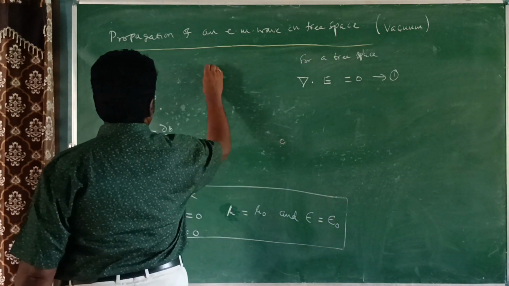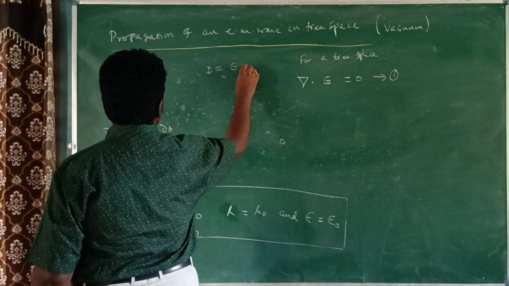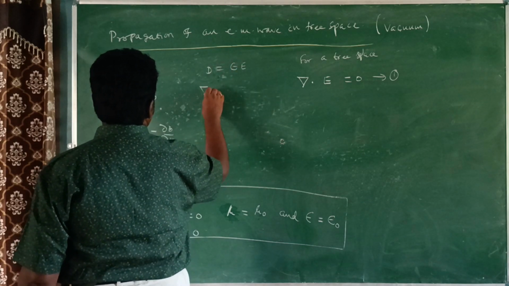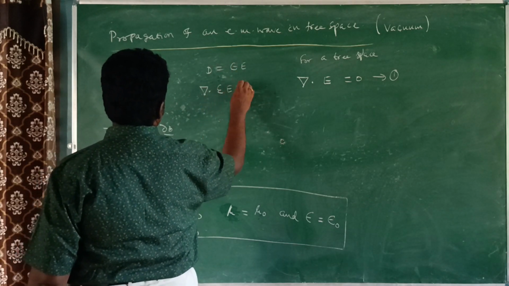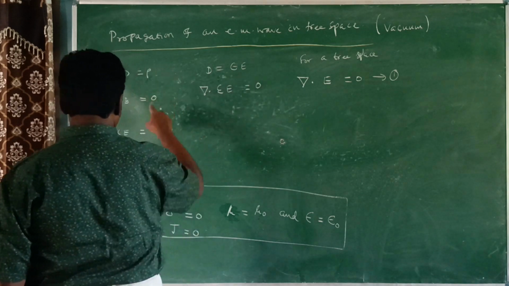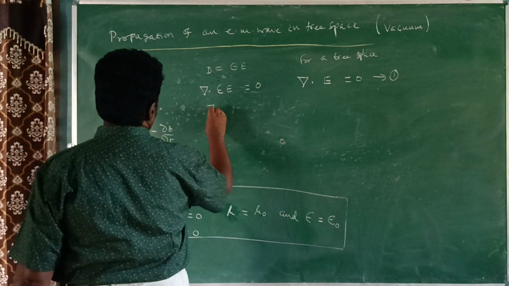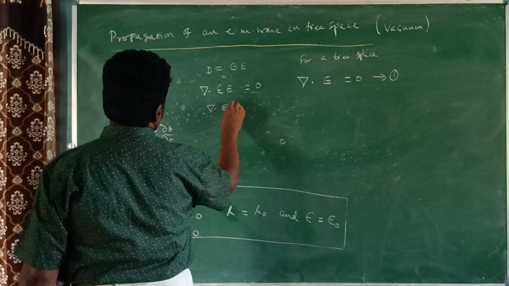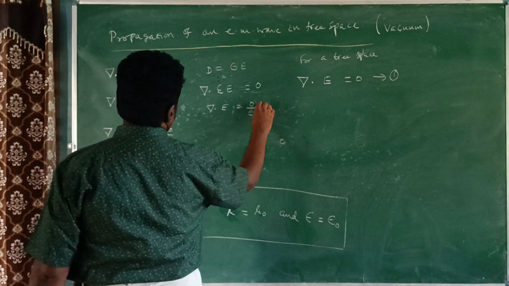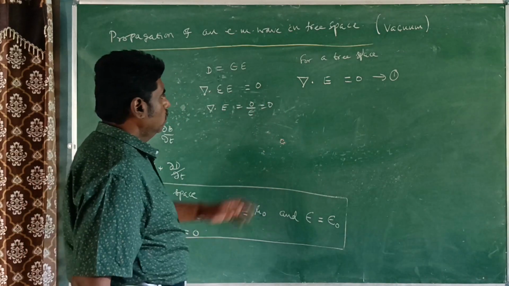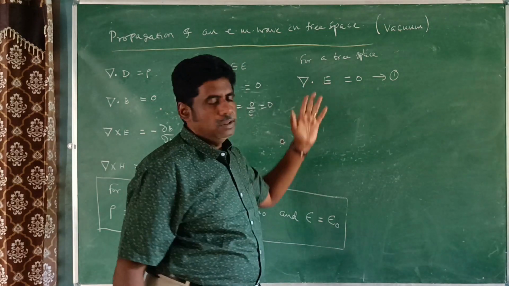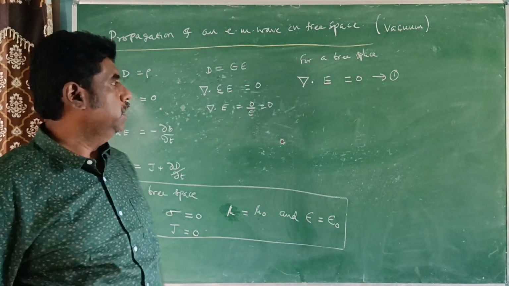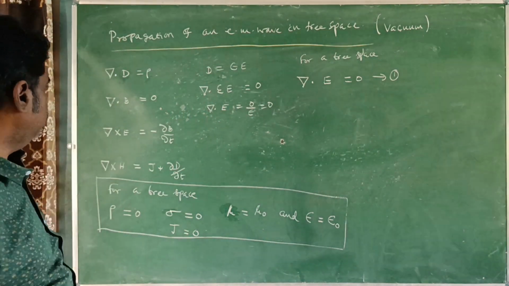Here actually D equal to epsilon into E. That means del dot epsilon E is equal to 0. For free space, rho equal to 0. Del dot E is equal to 0 by epsilon, that is equal to 0. So this is our first Maxwell's field equation for free space.